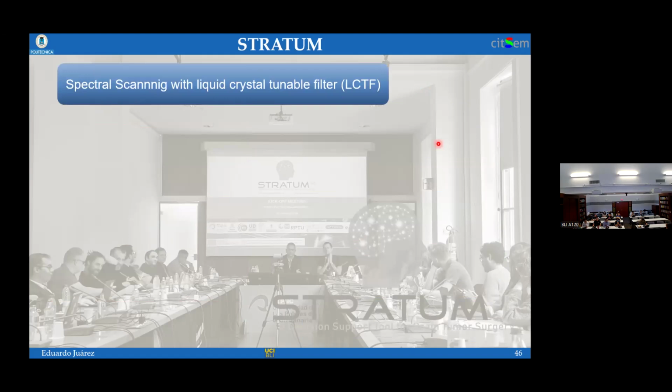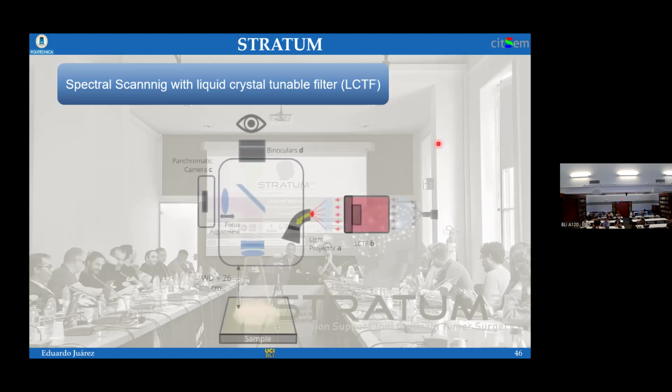In the STRATUM, what is proposed for the spectral scanning is to use liquid crystal enabled filters, because we want to take advantage of the high spatial resolution that we can get with a monochromatic sensor. So basically the idea is we use the filter close to the light source, we illuminate the scene, and then we get this information into this monochromatic sensor.